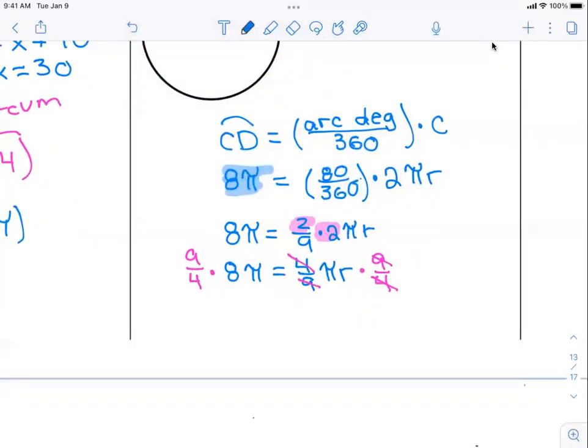9 times 8 is 72. 72 divided by 4 is, no, 18. 72, yes, 18. Wow, there's my math. Okay. 18 pi equals pi r. Actually, I could just do 8 divided by 4 is 2. 2 times 9 is 18. That's a lot faster to do it.